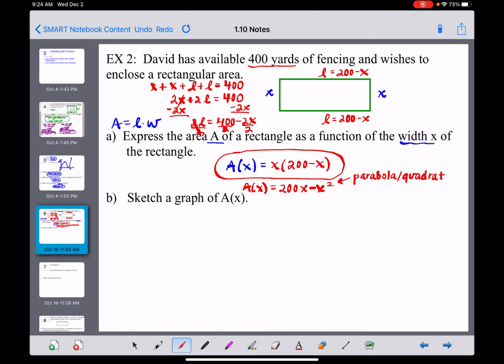The last one was a cubic. It was 3 dimensions. Area is 2-dimensional. So 3 dimensions is a cubic function, so that's why we had the 2 terms. Okay, area is 2-dimensional, so it's going to be a quadratic.